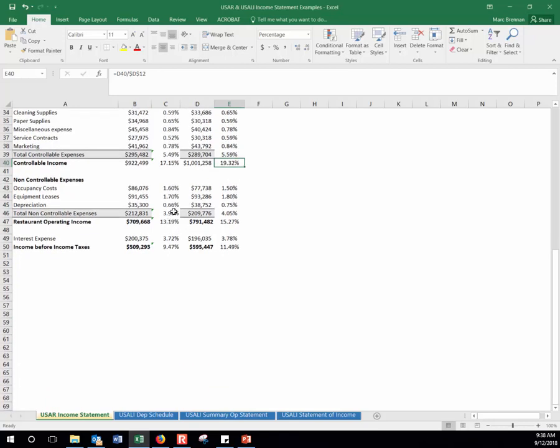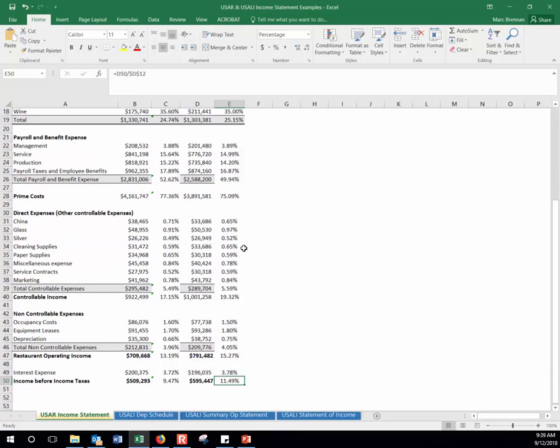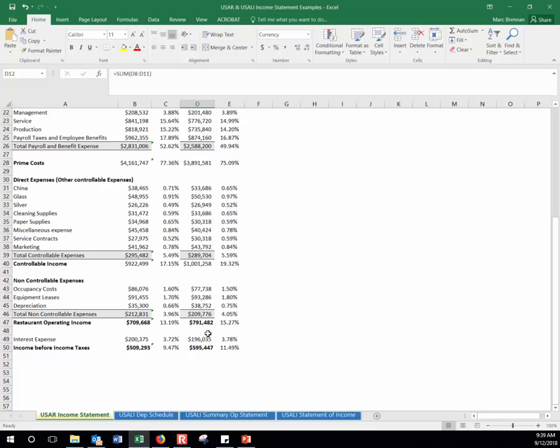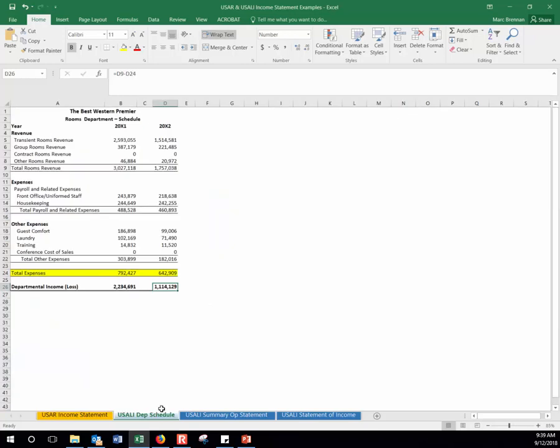And then finally we can take a look at the rest. It'll tell you that our total non-controllable expenses were almost the same as a percentage of total revenue, all the way down to our profit margin. That's our income compared to our revenues. Overall, our profit margin was 9.47% in 2011, but our profit margin for 2012 was higher, at 11.49%. I'd be happy with that as a manager. So while our revenues were lower, we actually had a higher profit margin from one year to the next. So that would be for a USAR.